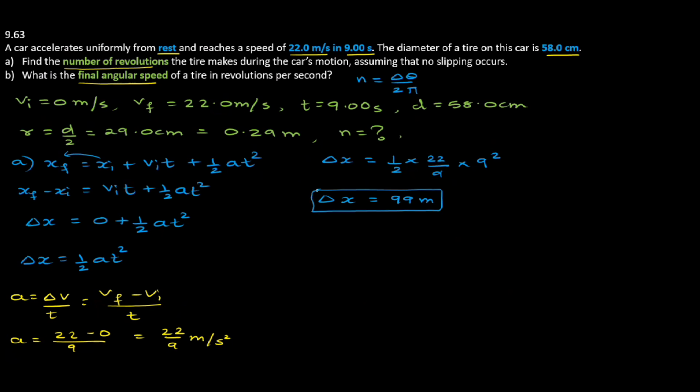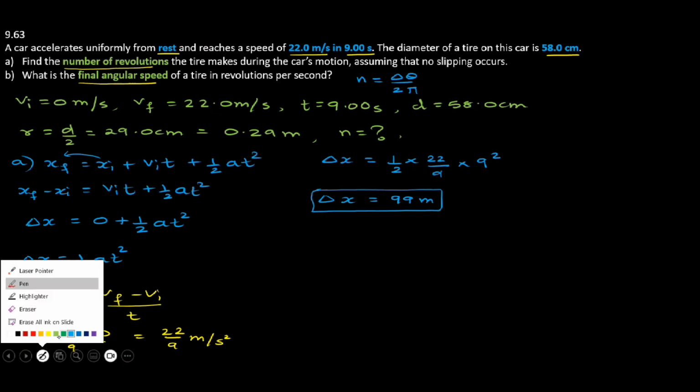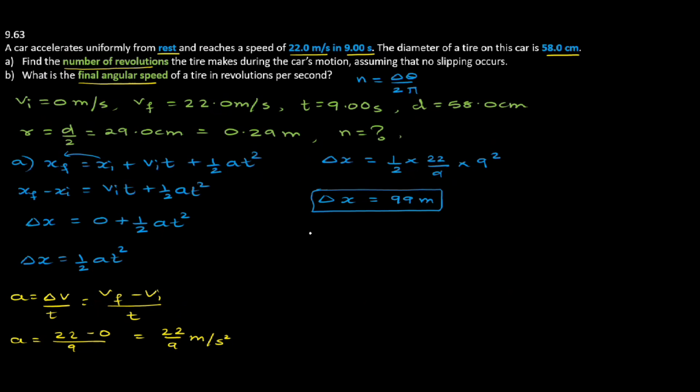Once I found the value of delta x, I can calculate theta. I know that linear displacement delta x is related to angular displacement by r times delta theta. So I can find delta theta to be equal to delta x over r. And when you solve this, you get 99 divided by r, which is 0.29. That gives me my total angular displacement to be equivalent to 341.4 radian.